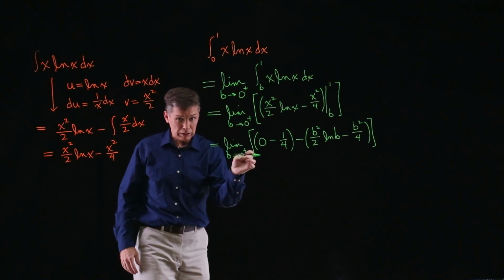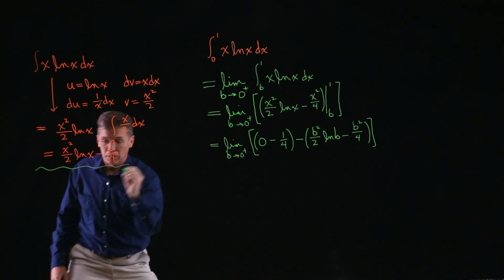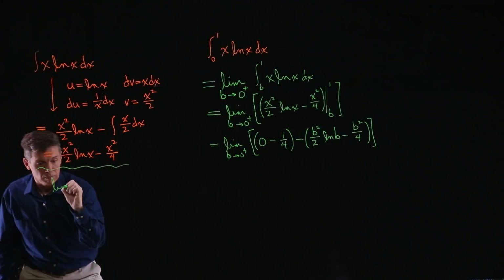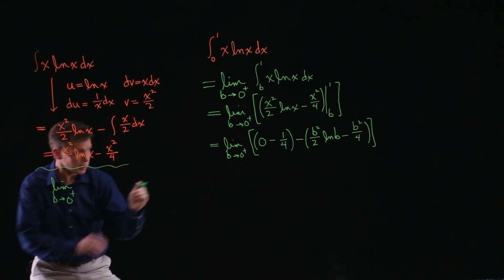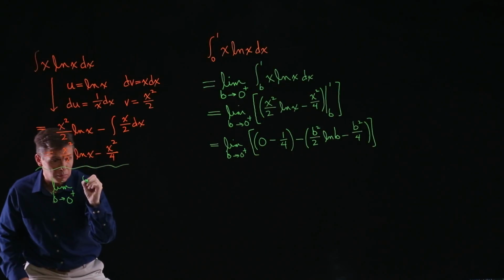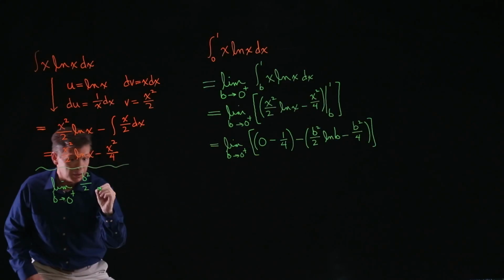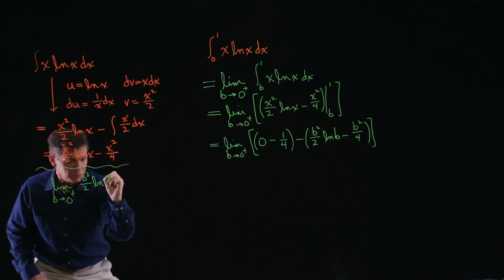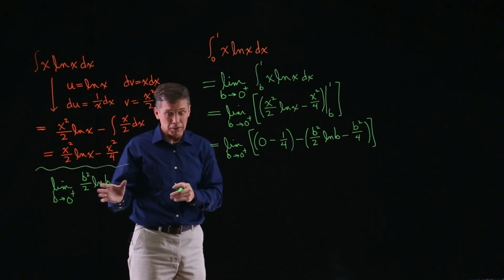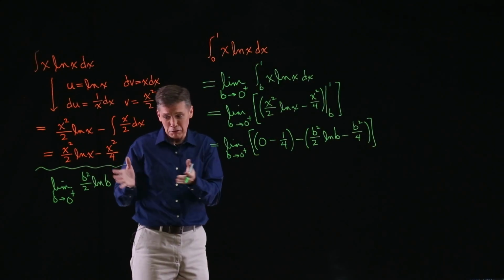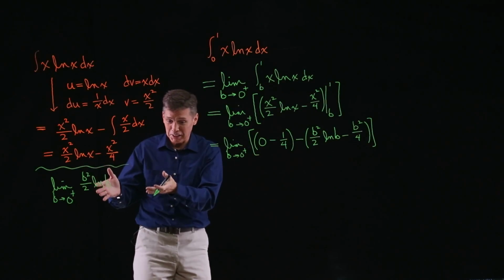Just addressing that indeterminate form, we need to worry about the limit as b goes to 0 from the right. I'm just worried about that one part of it, the b squared over 2 times the natural log of b. And I told you that's an indeterminate form, right? And who's the best superhero around for indeterminate forms? L'Hopital. He always comes to save the day.